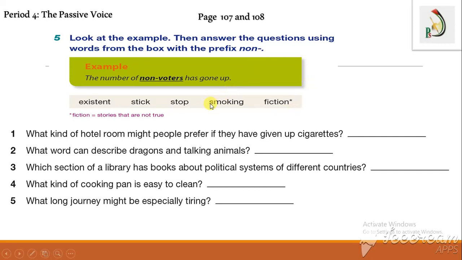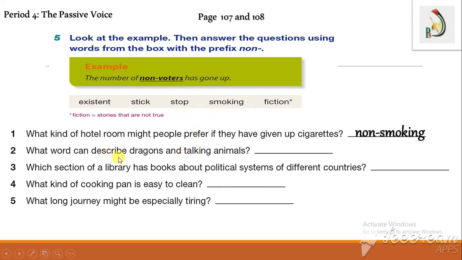Smoking, non-smoking. Fiction, stories that are not true. Non-fiction, it means stories that are true. Same goes for non-existent, which is no more present. Non-stick, which cannot stick. So it will make the meaning totally opposite. What kind of hotel room might people prefer if they have given up? Given up means quit cigarettes. Of course, non-smoking.